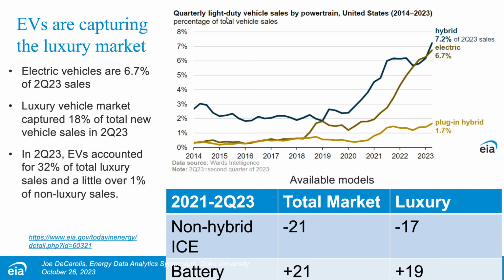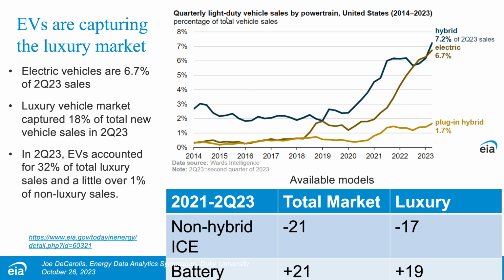Second topic is electric vehicles. Electric vehicles right now represent about 6.7% of sales. That particular percentage is from the second quarter of 2023. This year, we've already sold 1 million electric vehicles in the United States. And you can see from the chart that 6.7% share of new sales just looks like it's growing exponentially, okay?